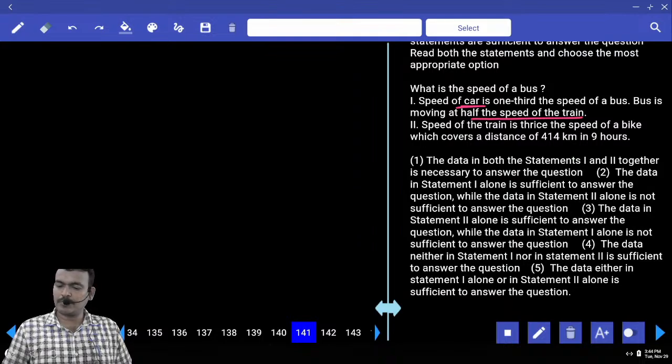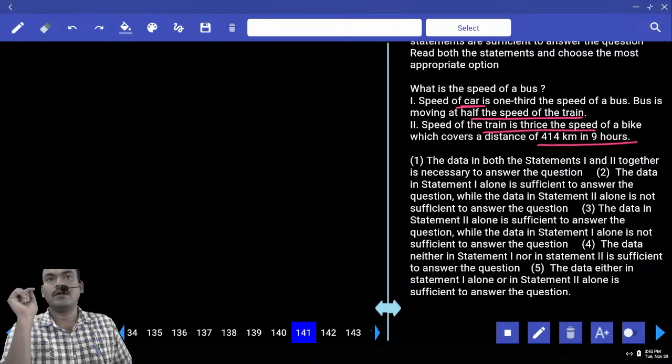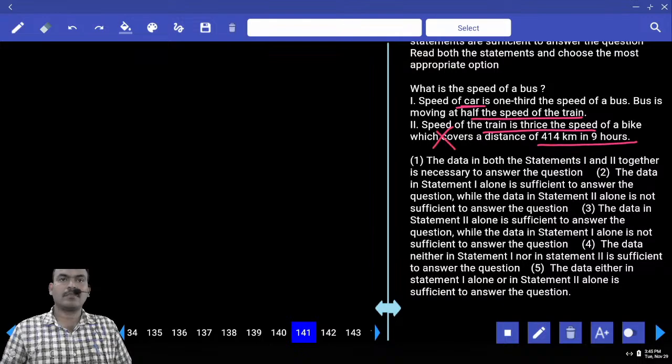Now the second statement: speed of the train is thrice the speed of a bike, which covers a distance of 414 kilometers in 9 hours. First we get the bike speed. Obviously we get the train speed. But we require the bus speed. Only 2 alone is not sufficient.